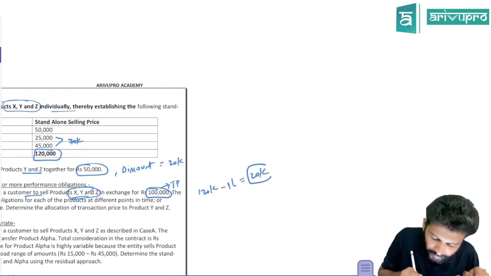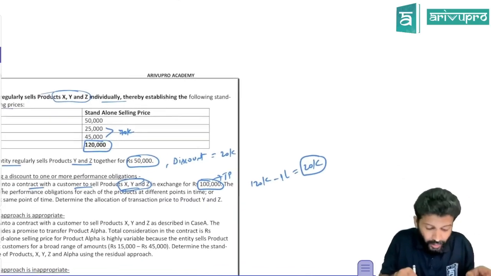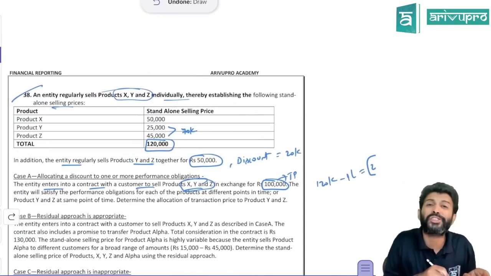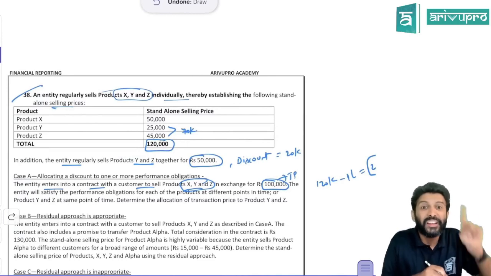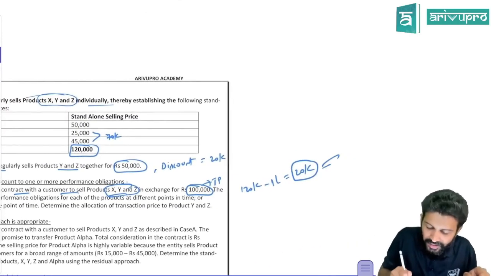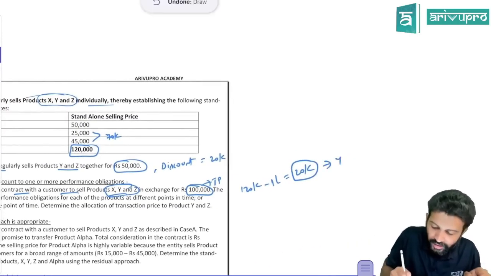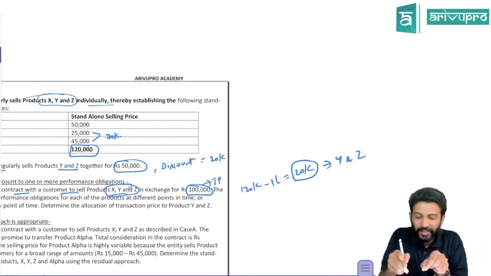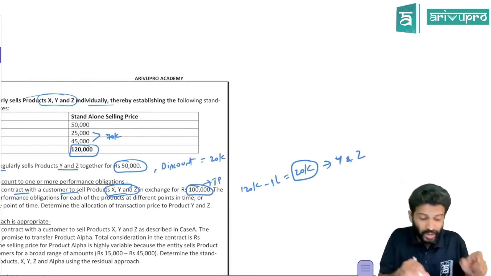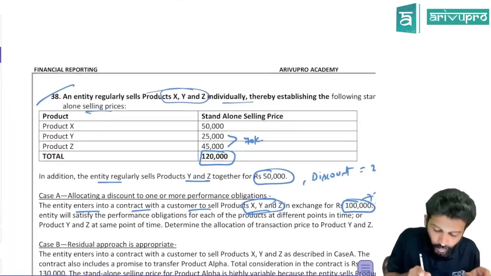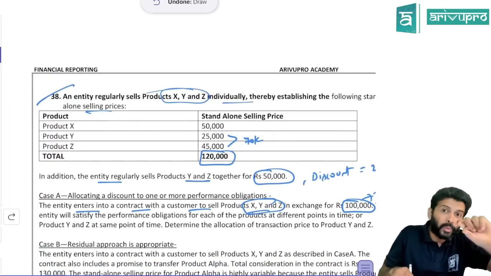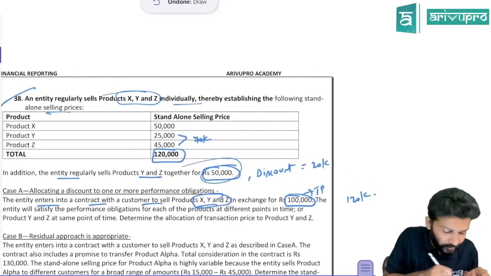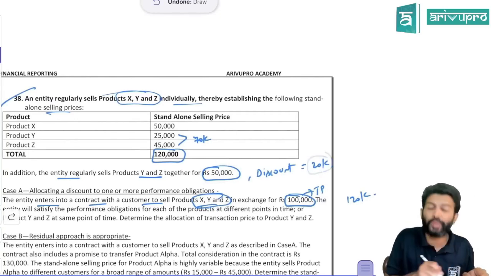What is the discount you have given? 20,000. When you sell Y and Z together, how much discount do you give? Same 20,000. That means indirectly, the discount of 20,000 relates only to Y and Z. It is not on the X product. Individually, if you sell Y and Z, you will recover 70,000, but when you sell as a combo offer, you recover only 50,000. So on Y and Z together, you give a discount of 20,000.